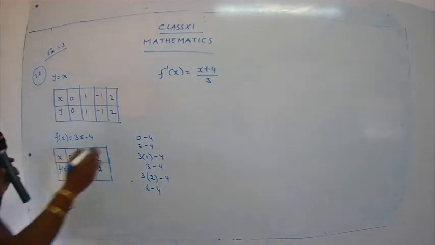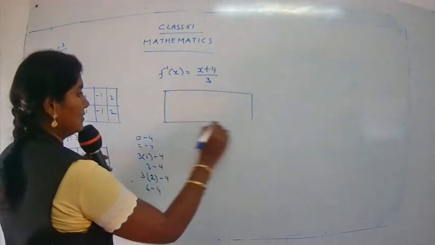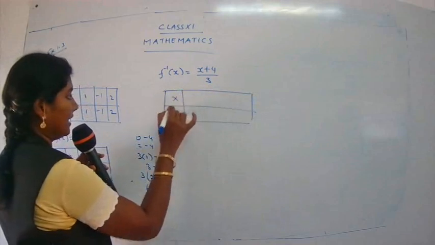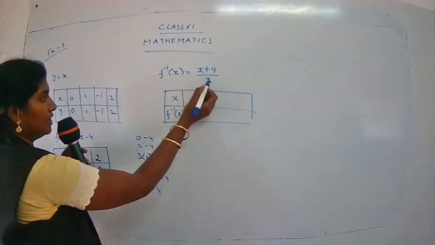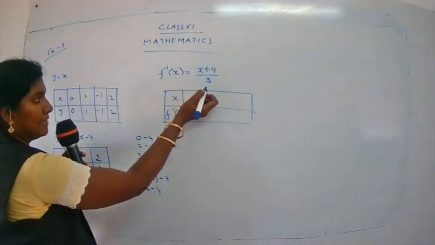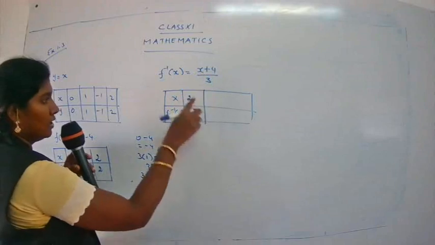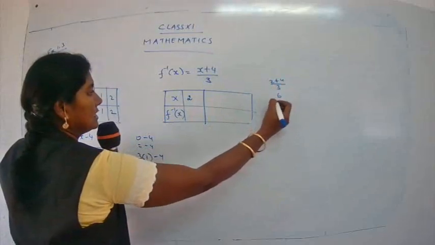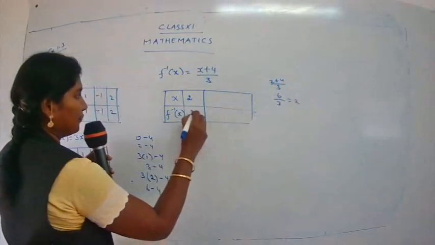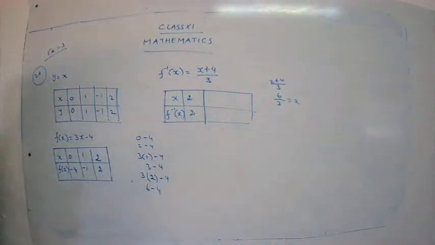Okay, I'll draw the table first. I'll write here x, and here f inverse x. Here we have 3, so if I put 2, it will be divisible, yes? So take the value for x as 2. If I take x as 2, I get 2 plus 4 upon 3, that is 6 upon 3, which is equal to 2.